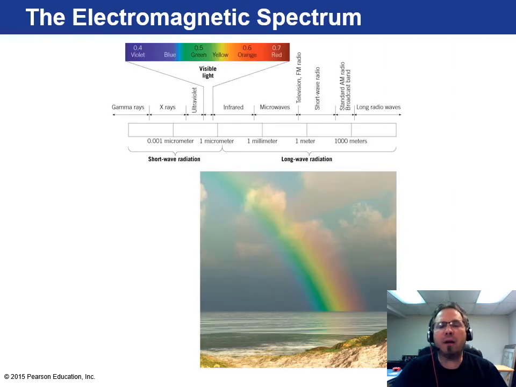So here's an image of the entire electromagnetic spectrum. Now, if you didn't know this already, what we actually see with the human eye is a very, very small portion that fits right in here. That's what we call the visible light spectrum.